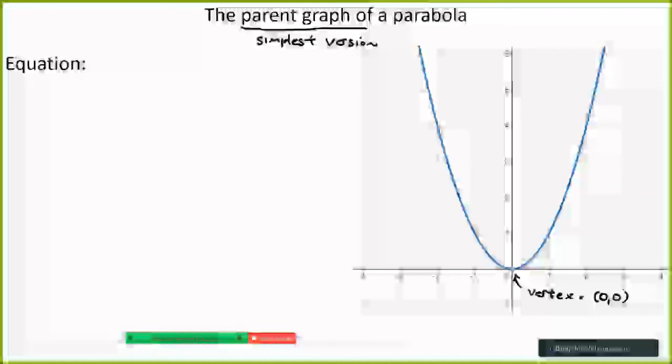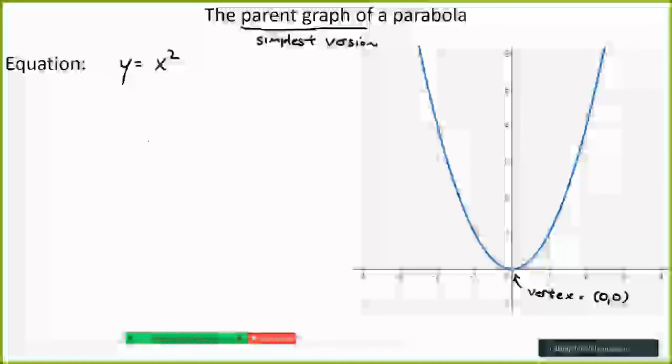So the equation for the parent graph of a parabola is this: y is equal to x squared. Doesn't even look like a parabola, or it doesn't look like a polynomial because there's no x term and there's no constant number. So there's no b and c. I mean, I guess b and c would be 0 is what's happening here. So there's the equation. It's just y equals x squared. This is the simplest version of a parabola, of a quadratic.